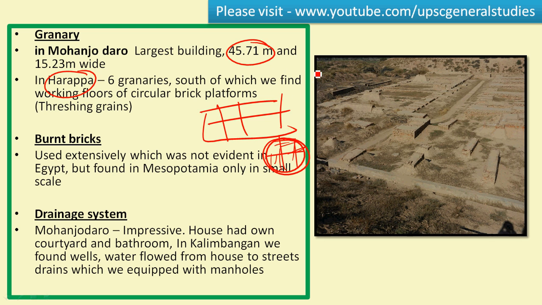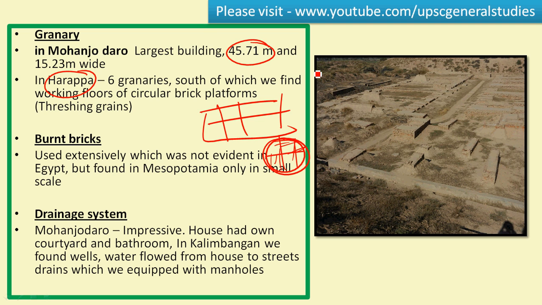The most unique feature of Harappan civilization is the extensive use of burnt bricks. These burnt bricks were extensively used, which was not evident in any other ancient civilization. Even in Egypt it was absent, and in Mesopotamia it was only used on a small scale, not to the extent used in the Harappan civilization. This was the uniqueness and greatness of Harappan civilization.